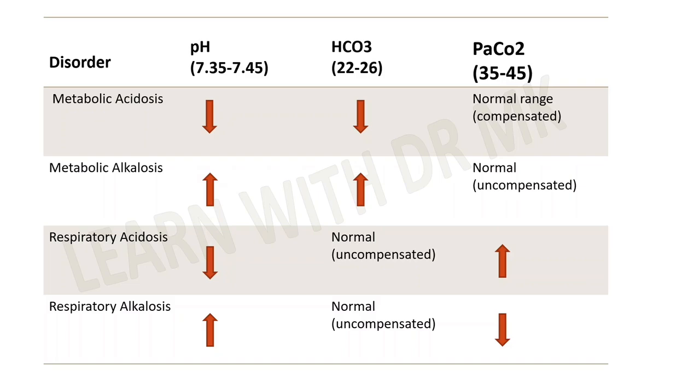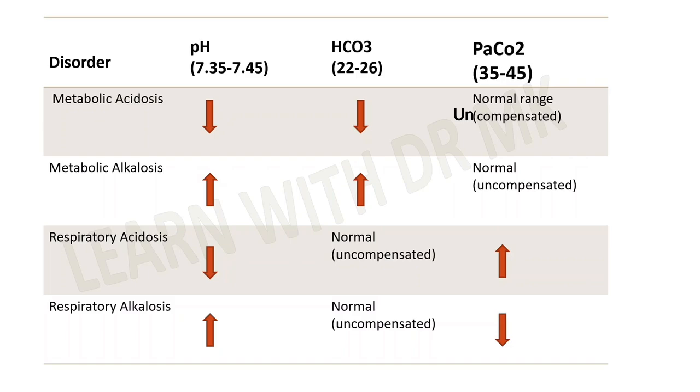So now in this chart, we will discuss the types of metabolic acidosis, metabolic alkalosis, respiratory acidosis, and alkalosis, and their causes. So first of all, we should know about the normal ranges. The pH normal range is 7.35 to 7.45. Bicarb is 22 to 26, and partial pressure of carbon dioxide is 35 to 45.